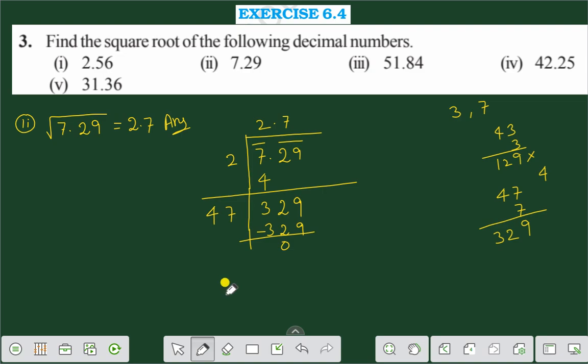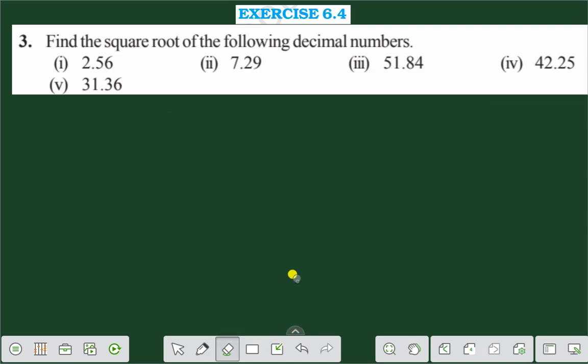Then we solve question number 3. Question number 3 here is 51.84. You have to find the square root of 51.84.